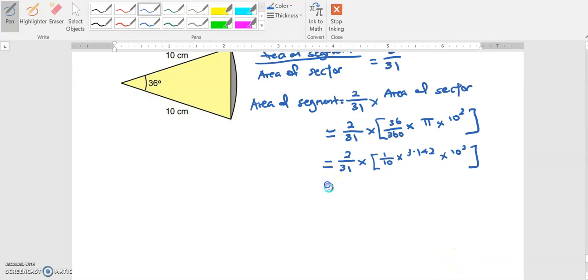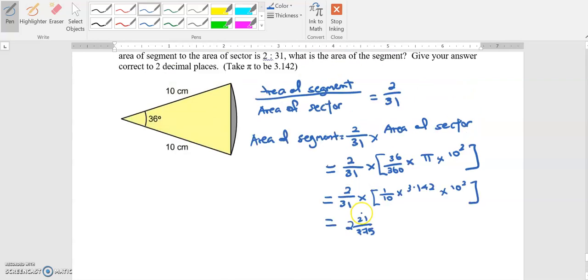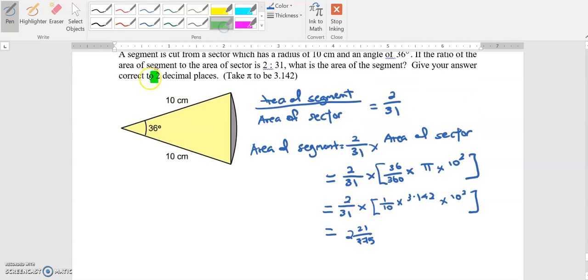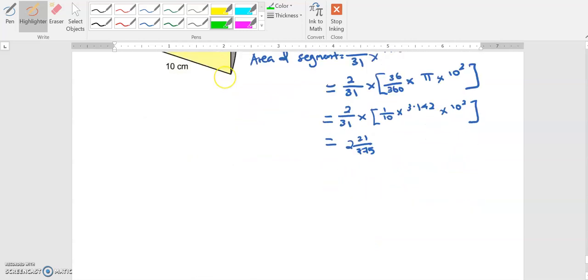And this will give you 21 over 775 in exact, but the question didn't want you to leave it in exact. The question wants you to leave it in 2 decimal places, so we have to do some form of conversion here. And this will give you 2.03 cm squared in 2 dp.